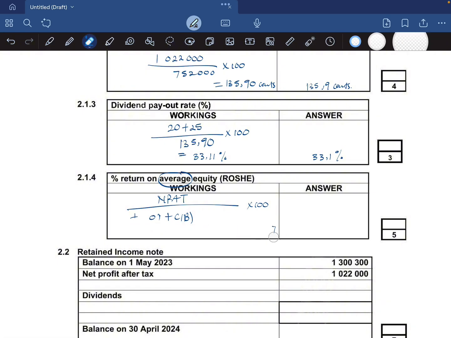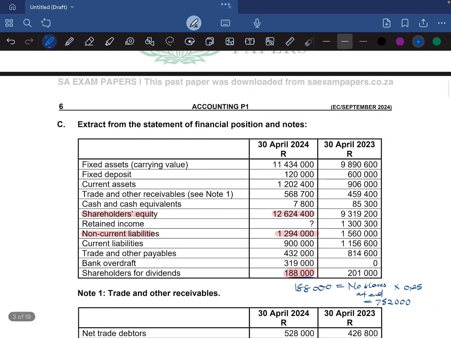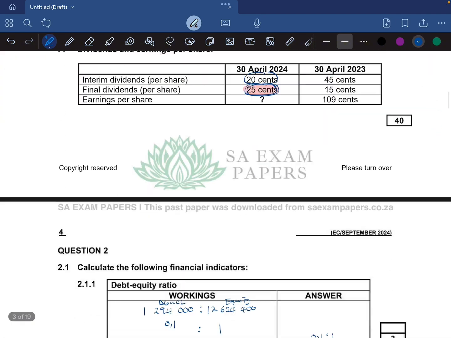Now let's look at the information so that we can be able to work this out. Okay, so as we have determined earlier, we said our shareholders equity is 12,624,000. That's our closing balance rather. And then our opening balance was 9,319,200. So we've got the two numbers that we need.